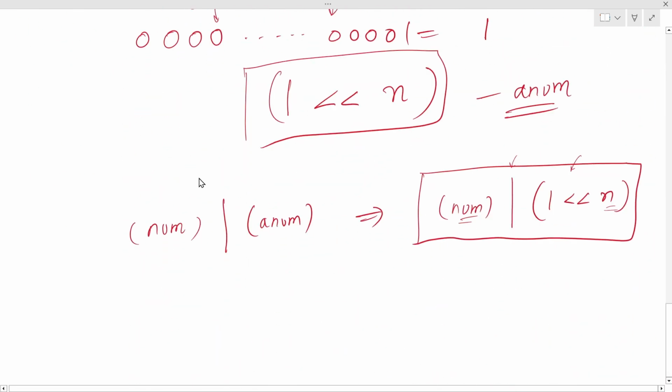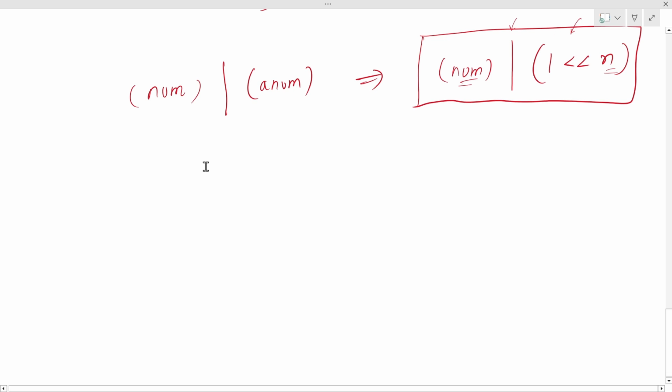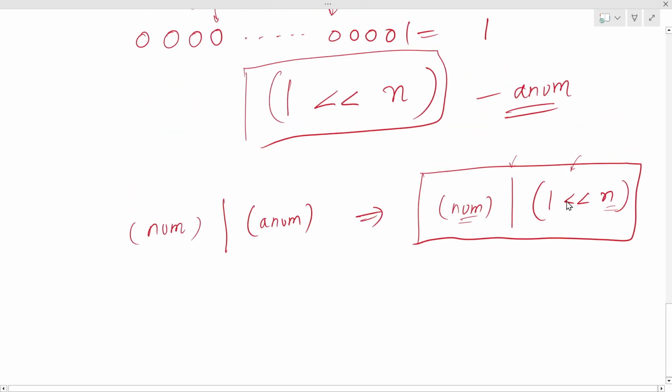I'm not trying to make it complex. It's very simple: num, and you're applying an OR operation with one left shift n times, and we know this is nothing but a num. This right hand side is nothing but a num, and this left hand side, you know it. So this is the idea of setting a bit.